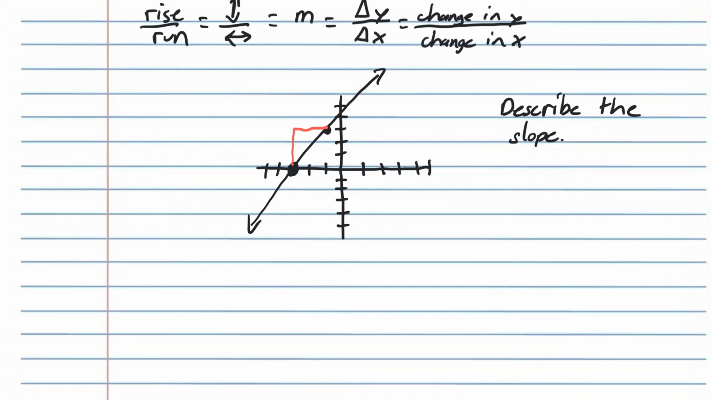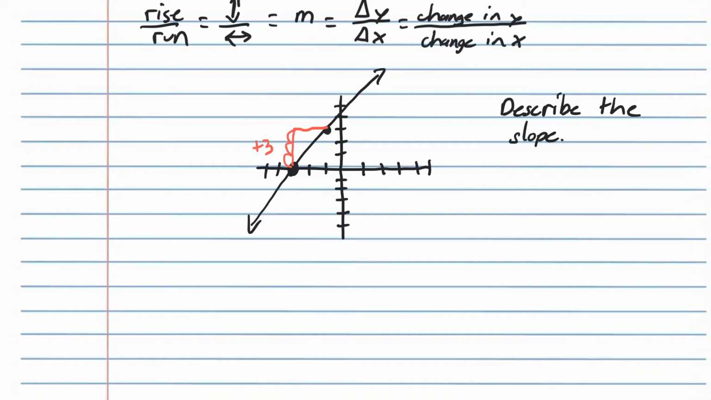Okay, so if we count spaces going from here, so 1, 2, 3, and I'm going up. Okay, up is a positive direction. So I'm going up 3, plus 3.